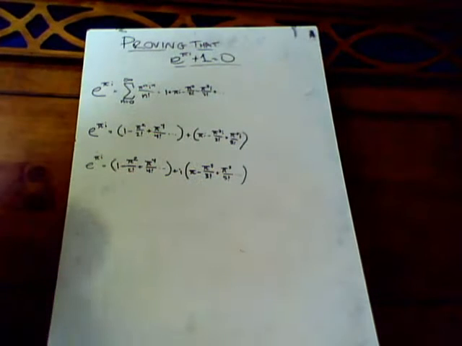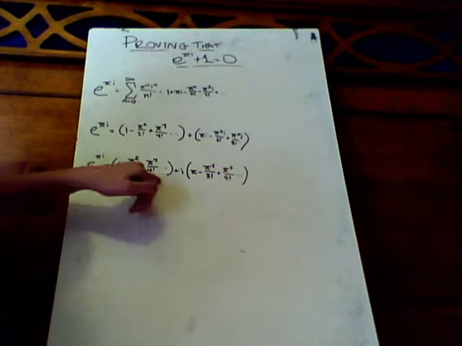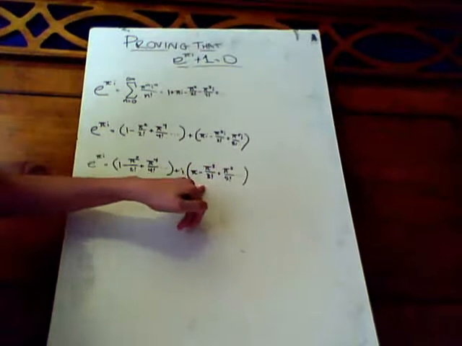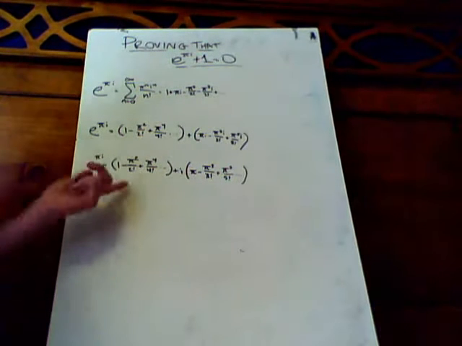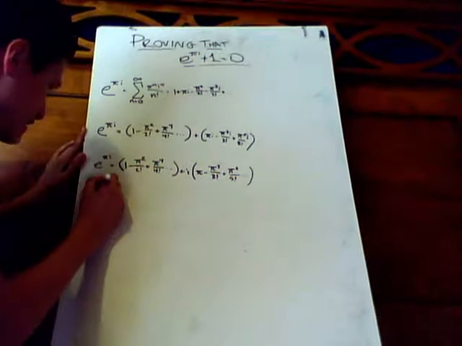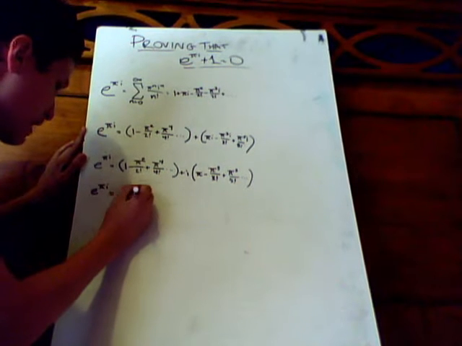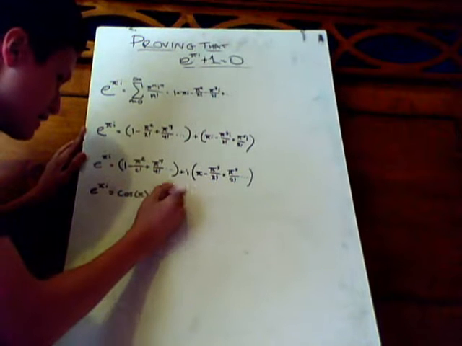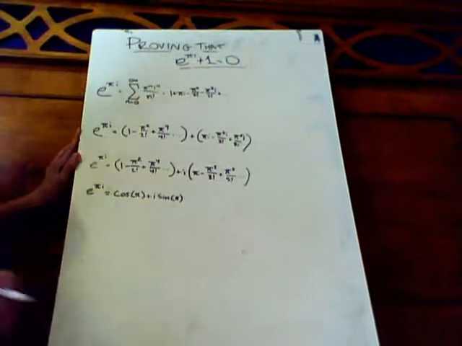You do notice that this is the series expansion for cosine, and this is the series expansion for sine. Now, normally the pi would be replaced with x to speak for any general value, but we're trying to find it out for pi. So we can rewrite this as e to the pi i equals cosine of pi plus i sine of pi. De Moivre's theorem, people. De Moivre's theorem.